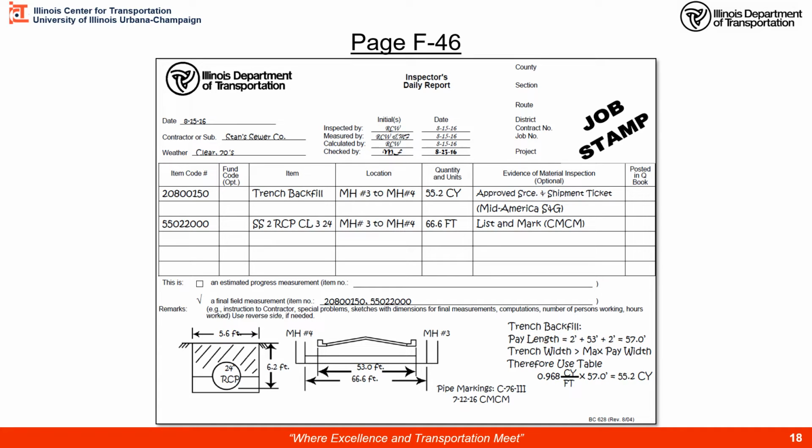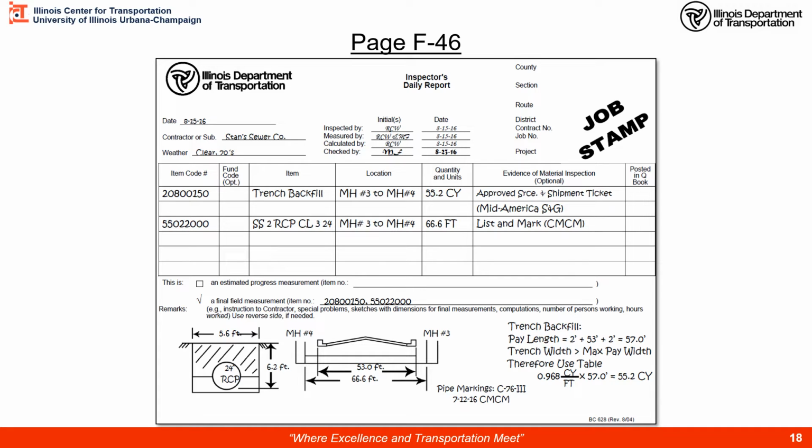So that calculation, 2 plus 53 plus 2, is 57 feet, which will be our pay length. Then we need to do a check on our trench width. The contractor dug 5.6 feet wide, and we have our 24-inch pipe, which is an inside diameter. We know this is over the 5 feet to the bottom of the trench, because it'll be 6.2 plus 4 inches. So that is well over the 5 feet.